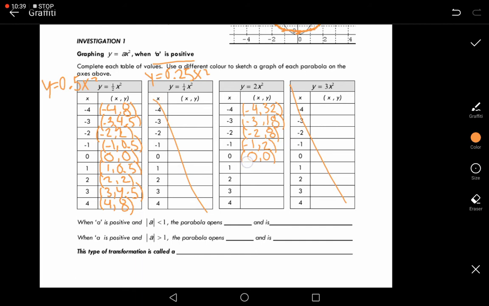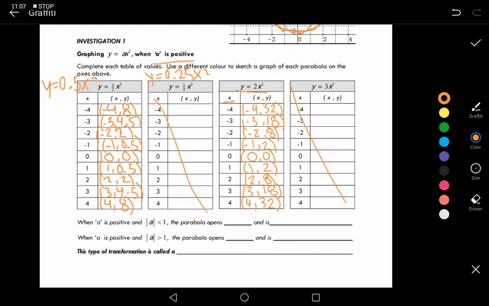Okay, 1 squared is 1. 1 times 2 is 2. 2 squared is 4. 4 times 2 is 8. 3 squared is 9. 9 times 2 is 18. And 4 squared is 16. 16 times 2 is 32. Okay, so again, we got those points by simply subbing in these x values into our equation.